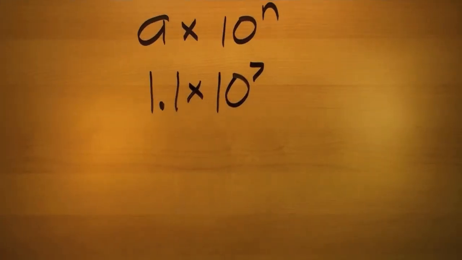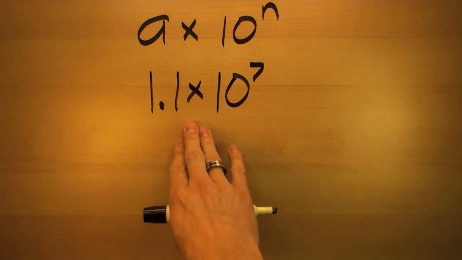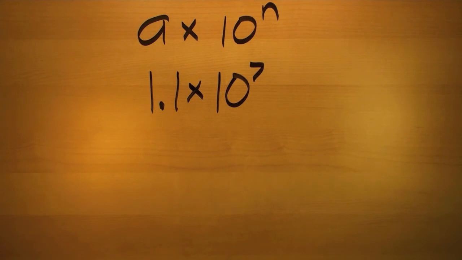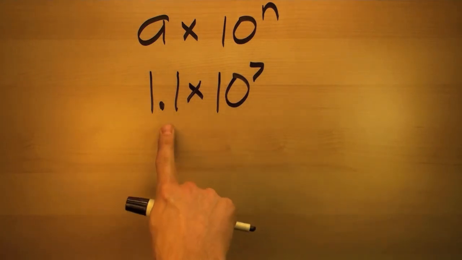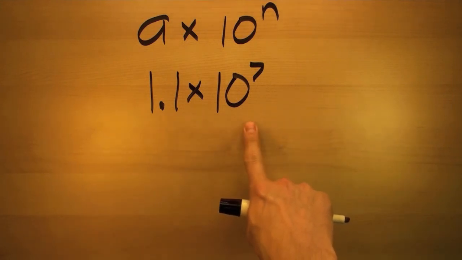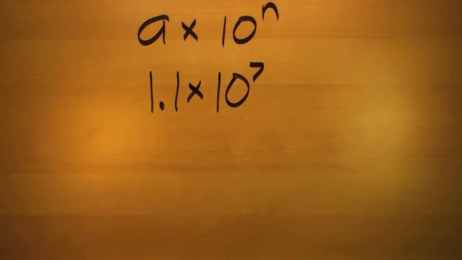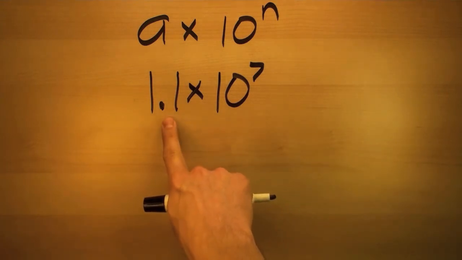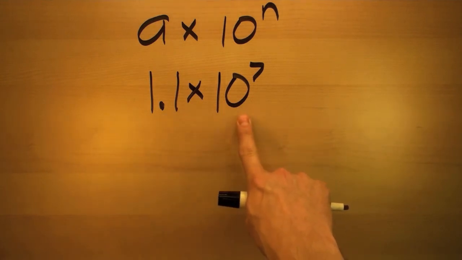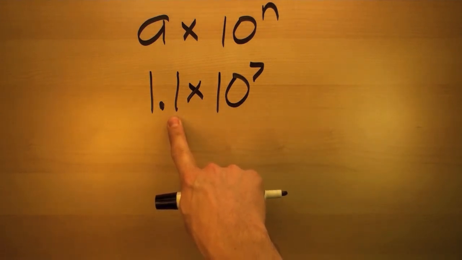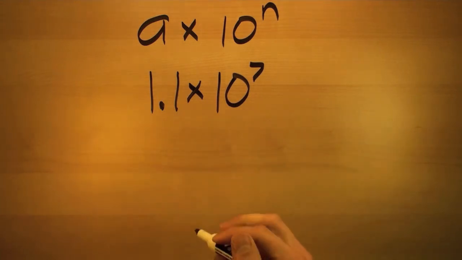Students often try to memorize which direction to move the decimal when converting from scientific notation to decimal notation. It is better to understand than to memorize. If we multiply 1.1 times 10 to the 7th, 10 to the 7 is a big number. So do we expect the answer to be bigger or smaller than 1.1? Well, if we multiply 1.1 times a big number, we expect the number to be bigger than we started with. So that indicates to us which direction we should move the decimal place.